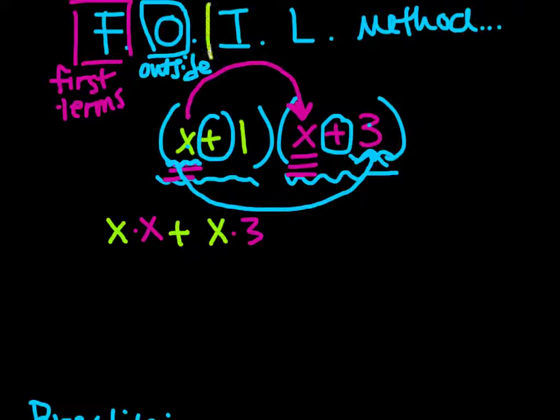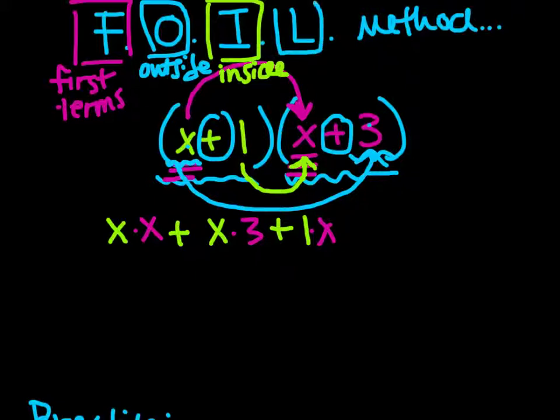Then we go on to our I term, which is inside. So our inside terms are the ones that are kind of touching each other next to the parentheses. So we have plus 1 times x, and then L stands for last terms. And so we'll take our last terms in each of these situations, or 1 times 3.